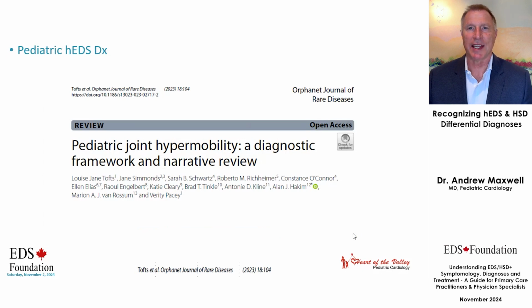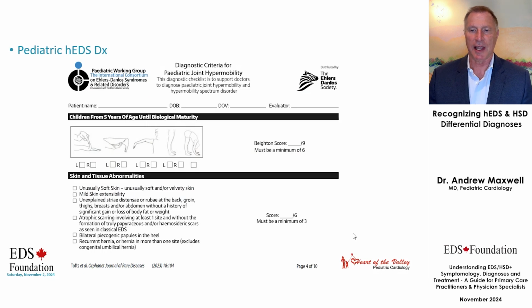Well, the group got together more recently in 2023. They published these new criteria specific to pediatrics to address this issue of pediatric patients not easily being diagnosed with hypermobile Ehlers-Danlos syndrome. And they still have the very same Beighton score on that, but they've limited the tissue features to just 6 rather than the 12 of the adults, and a minimum of 3 rather than 5 must be met for this.